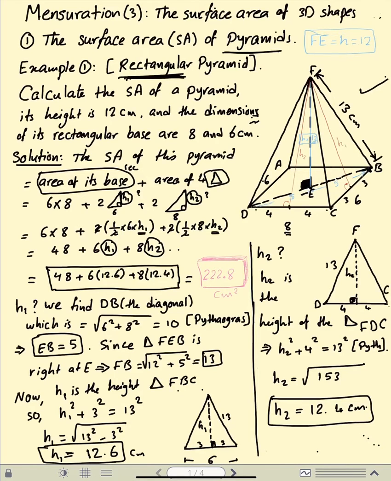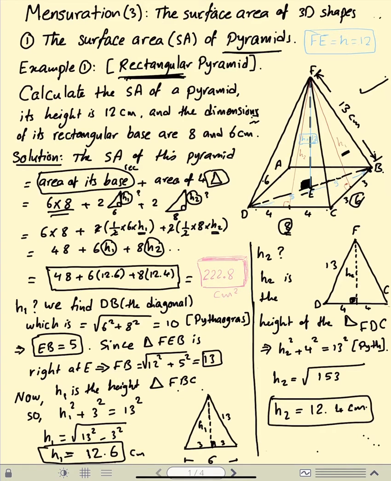So we have to calculate the areas of each pair, finding the areas of the 4 triangles plus the area of the rectangle, which is 8 length and 6 width, which is easy to all of us. The challenge now is finding the areas of the triangles, as I did here in red. The first triangle is FBC. Its height is H1. Do you see H1?